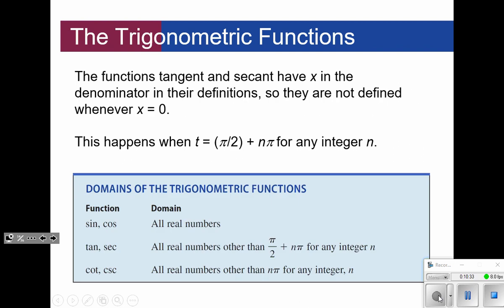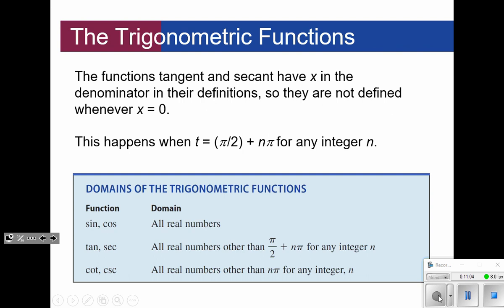Domains of trigonometric functions. This is important to note, and this should be one on your sheet. Domains. What's a domain? The x value, like the input, right? So remember, your domain in a function is your input value. So for sine and cosine, it's all real numbers. Okay, anything works. Why is that? Because you're just going to keep oscillating. Any number you put into sine or cosine is going to give you anything from -1 to +1. Okay, it just works.